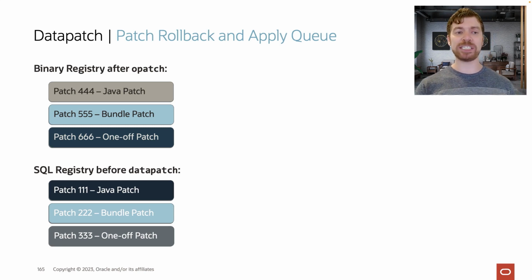In our binary registry, we have patch 4, which is a Java patch, patch 5, which is a bundle patch like a RU, and patch 6, which is a one-off patch. However, on the SQL registry, meaning on our dictionary, on the database layer, we have patch 1, which is a Java patch that we don't have on the binary. We have patch 2, which is a bundle patch, also a lower version compared with the bundle patch we have on the binary. And patch 3, which is an extra one-off that we don't have on the binary as well. So let's see how this patch queue is built.